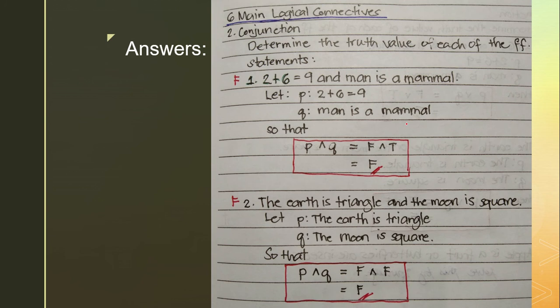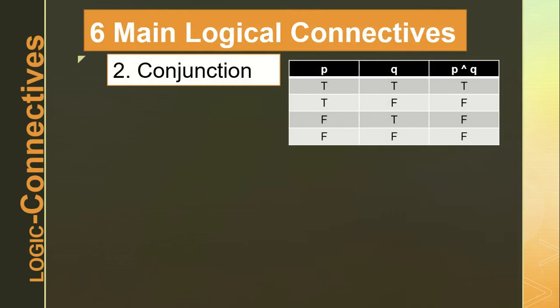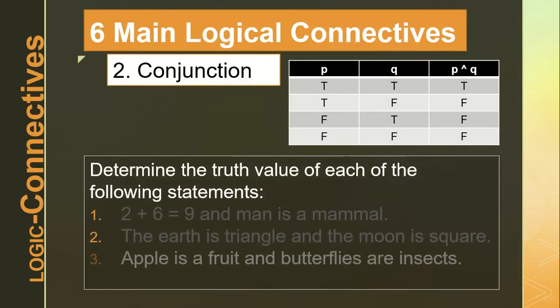Now if we let P be 2 plus 6 is equal to 9, Q is man is a mammal, then the conjunction of the two is false. For the other one, the earth is a triangle, the moon is a square, so both of them are false, so our compound statement is false. Okay, now how about this? Apple is a fruit and butterflies are insects. What's the truth value of this compound statement?